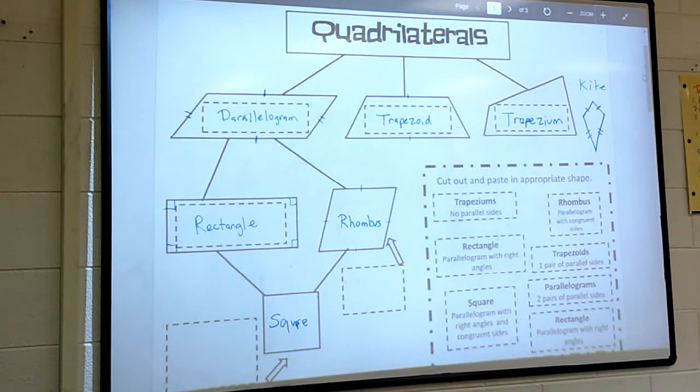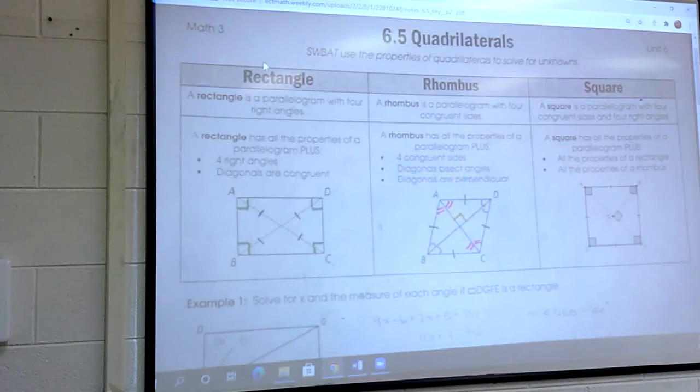So I'm gonna give you a couple minutes to get that filled in, and then we'll move on to the notes pages. Shows you a little bit about them.